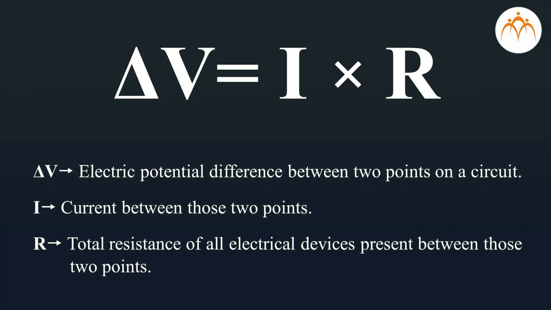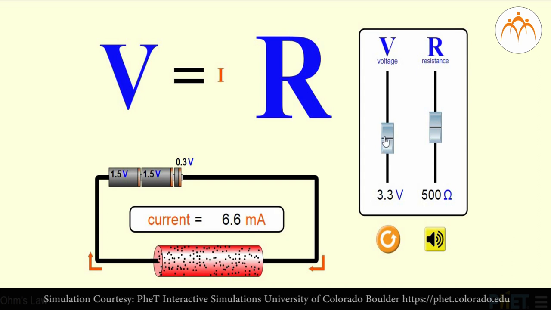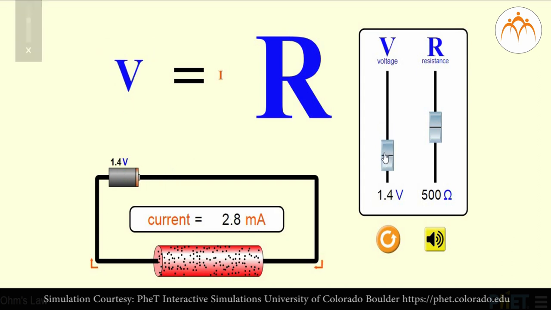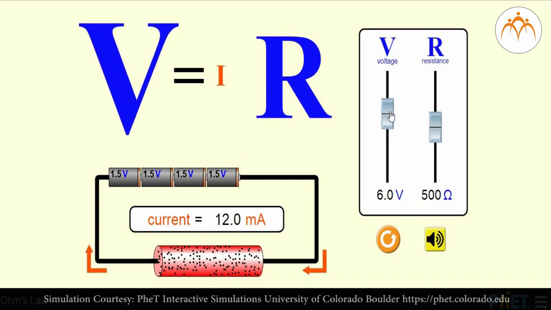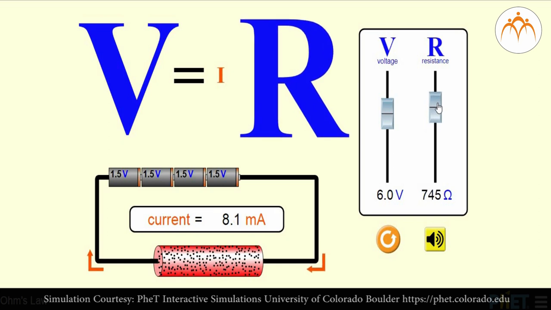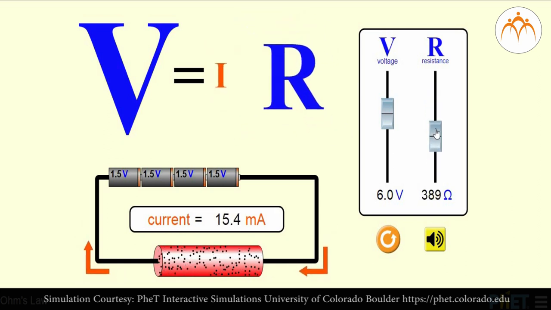This relationship can be visualized with the help of a PhET simulation. Observe how voltage, current, and resistor values change when we use the slider to change individual values. If resistance is kept constant, increasing the potential difference increases the current. Keeping the potential difference constant, increasing the resistance decreases the current flowing through the circuit.